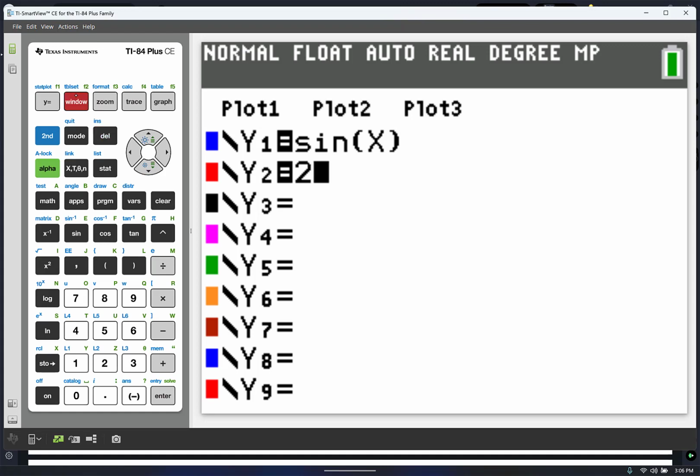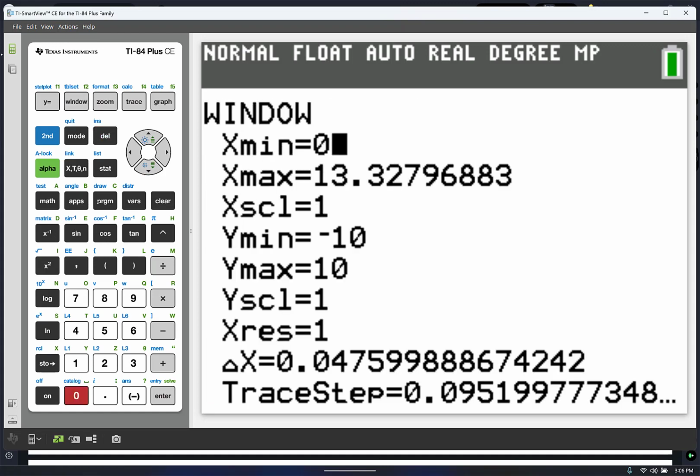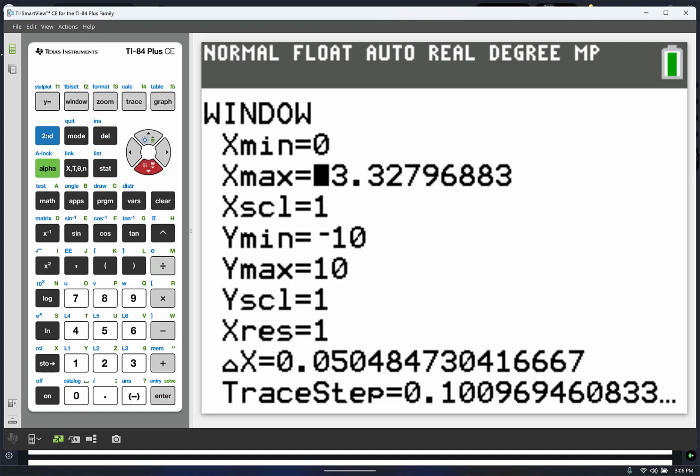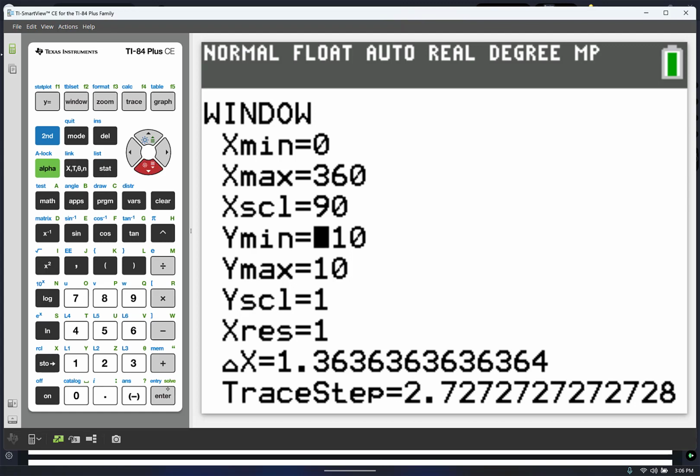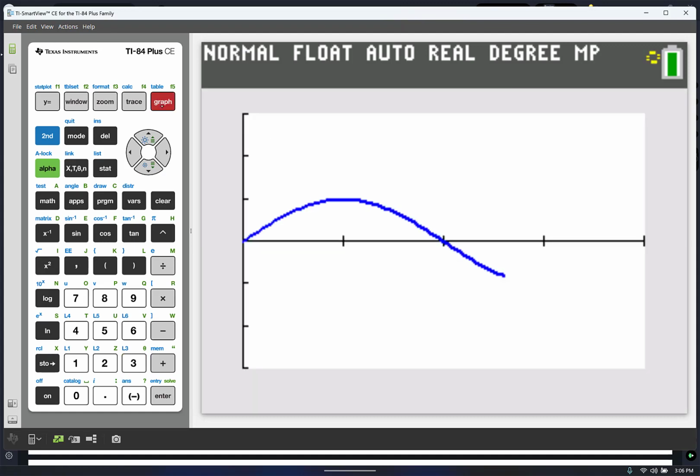Delete. Let me click on my window. I'm going to go between 0 and 2 pi because I'm in degree mode. Okay, so let me go between 0 and 360. I'm in degree mode. X scale by 90 for every 90 degrees. Y min negative 3. Y max 3. And look, they never intersect. They never touch.